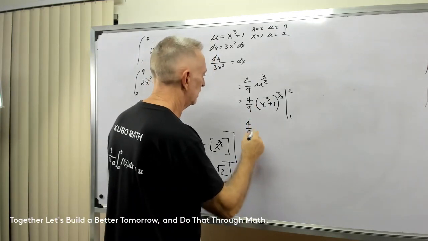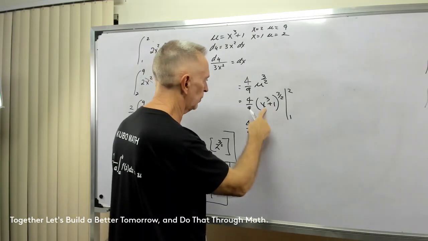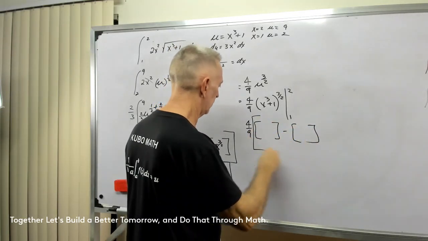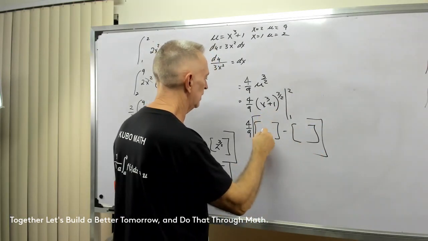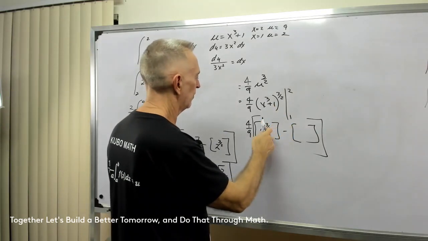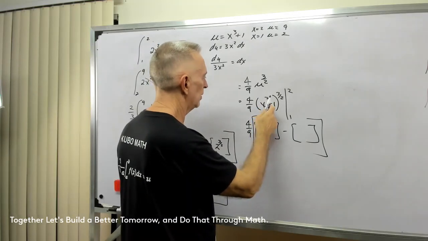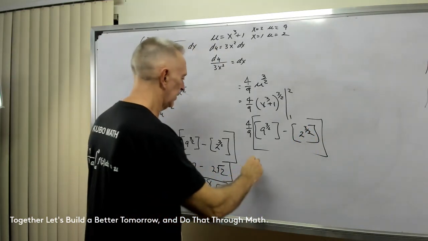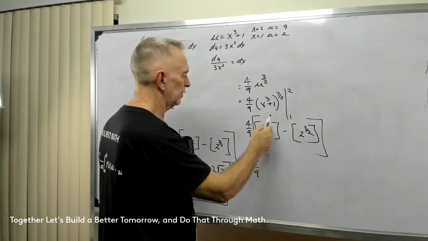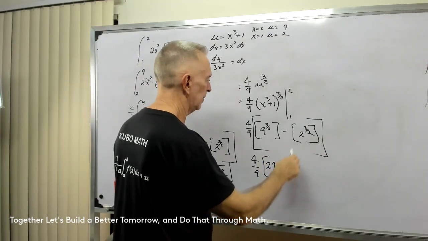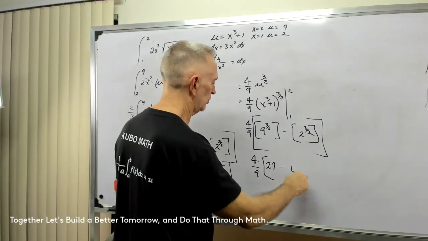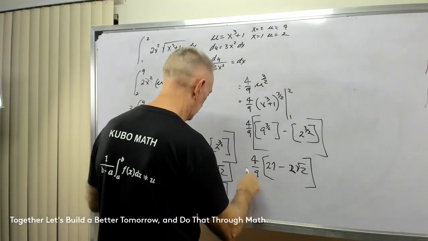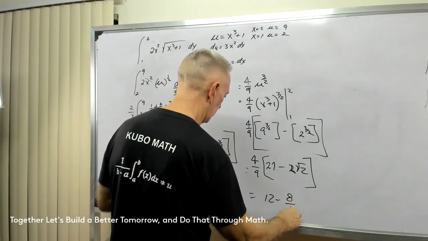Okay, so I have 4 over 9 times 2 cubed. 2 times 2 is 4, times 2 is 8. 8 plus 1 is 9. And 4 over 9 times all of that. So I have 9 to the 3/2 minus 1 cubed, which is 1, plus 1 is 2. So now I have 2 to the 3/2. Oh, this is looking very familiar, isn't it? Okay, 4 over 9 times square root of 9 is 3. 3 cubed is 27 minus 2 square root of 2 cubed is 2 square root 2. So that looks very familiar, doesn't it? Okay, so all of that equals 12 minus 8 over 9 square root 2.